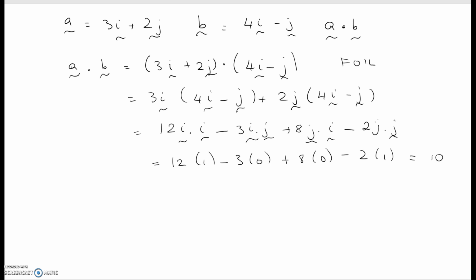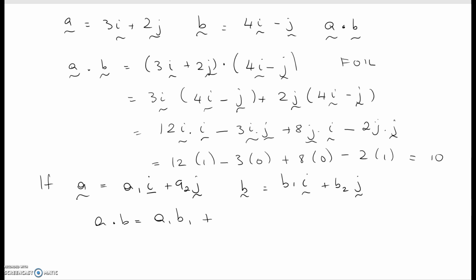So we could also think that if a equals a1i plus a2j, and if b is equal to b1i plus b2j, just standing in for numbers, then a dot b is equal to a1b1 plus a2b2, because of the way these just kind of pan out.